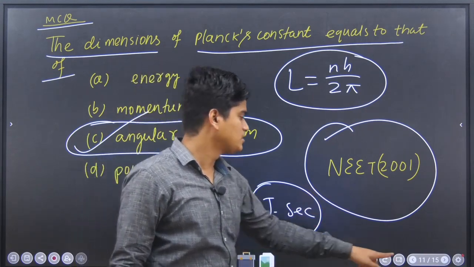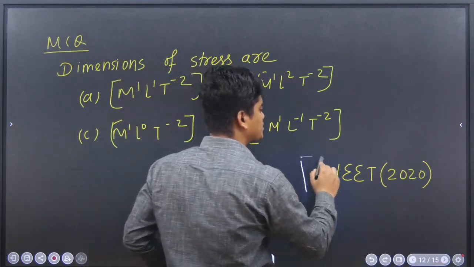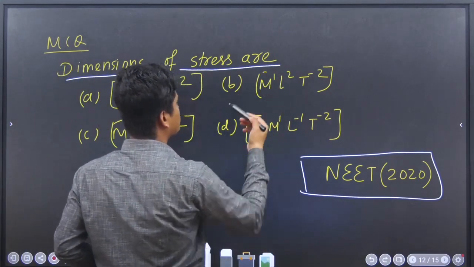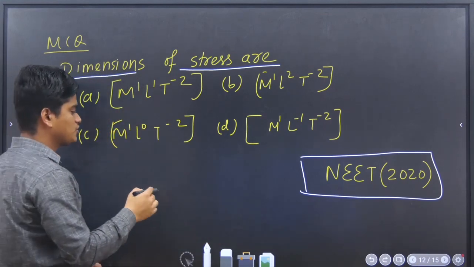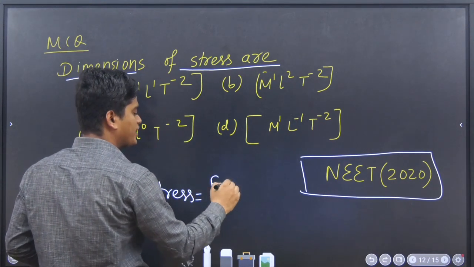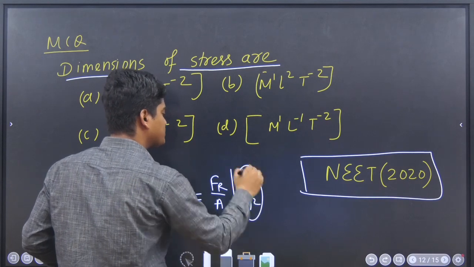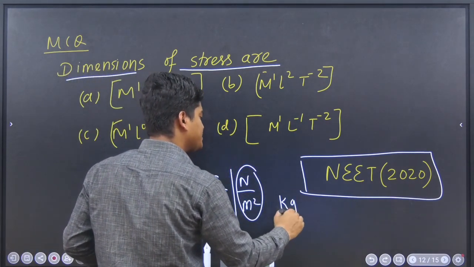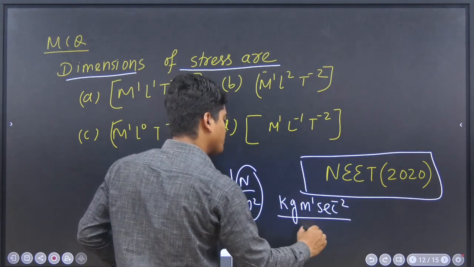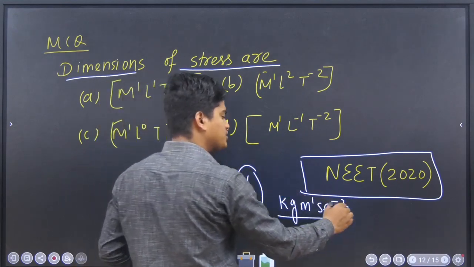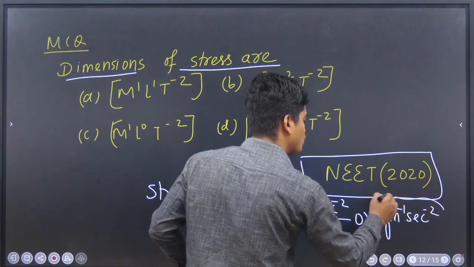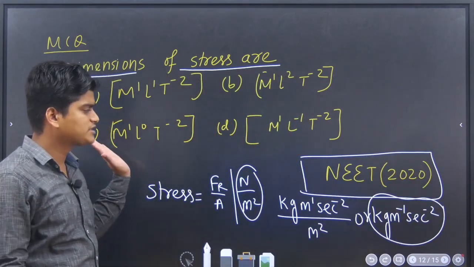Now come to the next question. This is your NEET 2020 question, so just recently they asked: the dimensions of stress are what? We just studied stress. Stress is nothing but restoring force by area, or you can write Newton by meter square. And Newton is kg meter to the power 1 second to the power minus 2, divided by meter to the power 2. So this meter will go up, and it becomes kg meter to the power minus 1 second to the power minus 2. This expression we already gave in the previous slides.